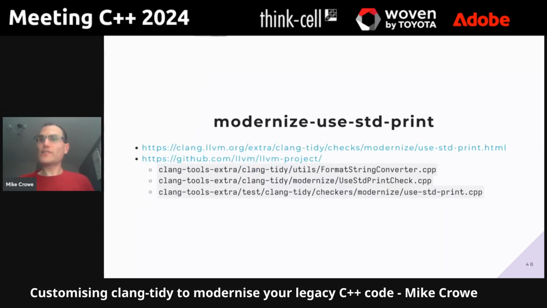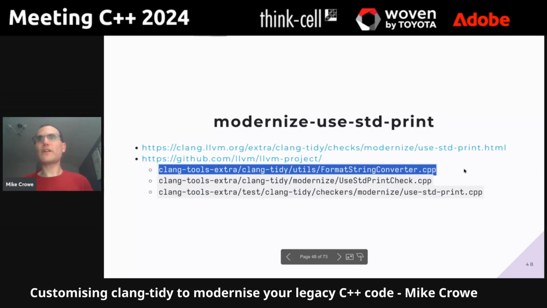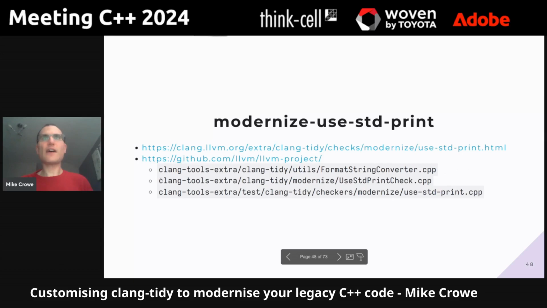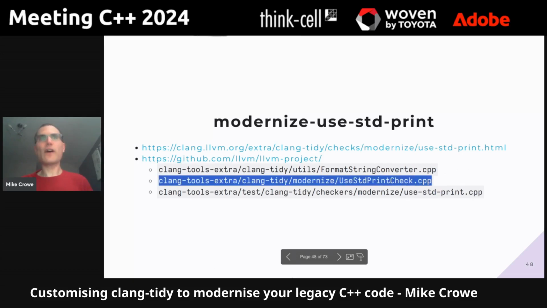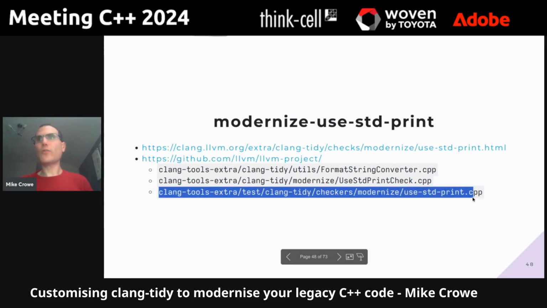So I managed to get the modernize-use-std-print check accepted into clang-tidy last year, and various improvements have landed since. By submitting it upstream, we get the benefit of wider review that the check is correct. I'm not going to show you the implementation, but these are the files to look at if you're interested. The converter, the format string converter from printf style to standard format style, is in this source file. The check itself is in this source file, and all the lit tests are in this source file.